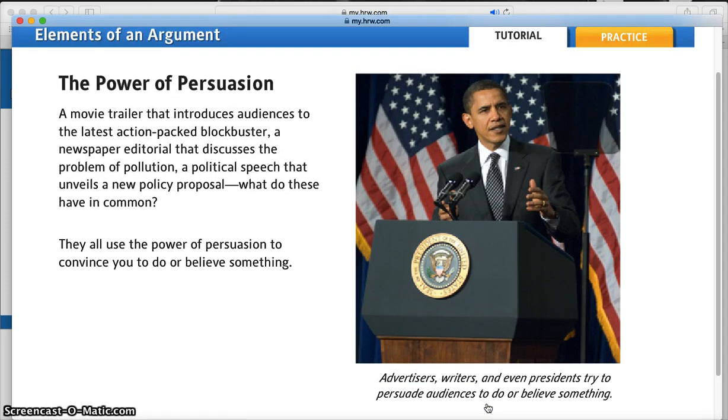A movie trailer that introduces audiences to the latest action-packed blockbuster. A newspaper editorial that discusses the problem of pollution. A political speech that unveils a new policy proposal. What do these have in common? They all use the power of persuasion to convince you to do or believe something.